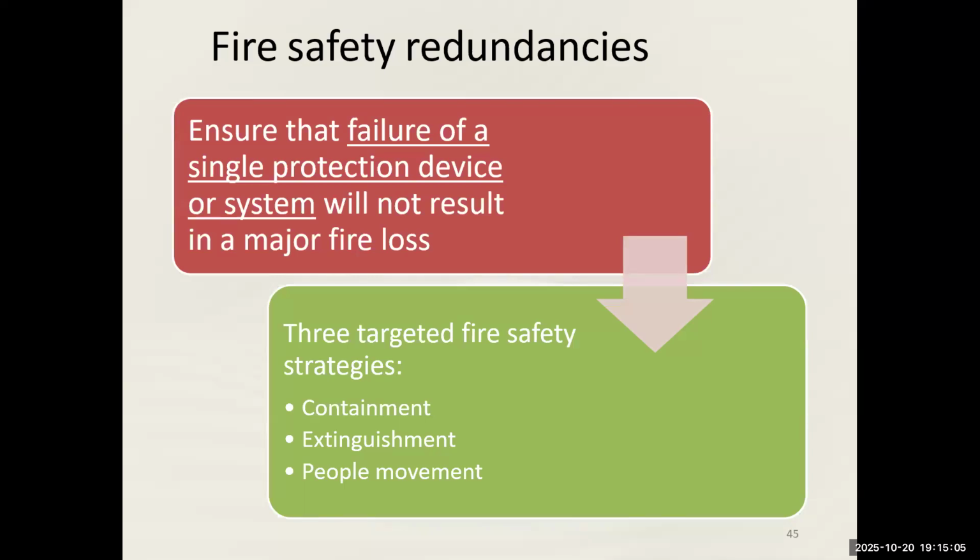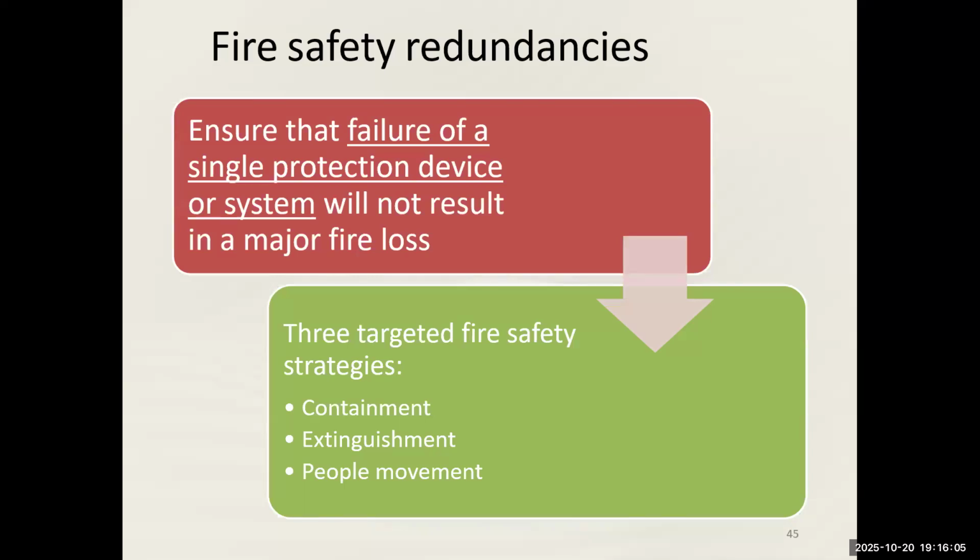So a key principle embedded in the system is what? It's fire safety redundancy. Fire safety redundancy ensures that the failure of a single protection device does not lead to a major fire loss. So the 3 core strategies are shown here. The first one is containment, which keeps the fire in its place of origin. Then extinguishment, putting the fire out quickly. And people movement, which ensures fire evacuation. So these 13 safety parameters are strategically allocated across these 3 defense layers.